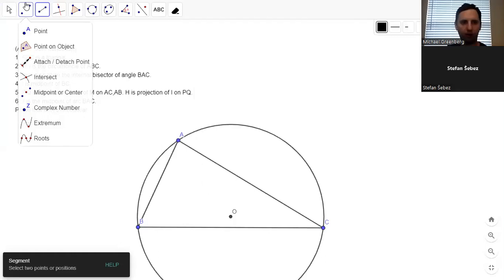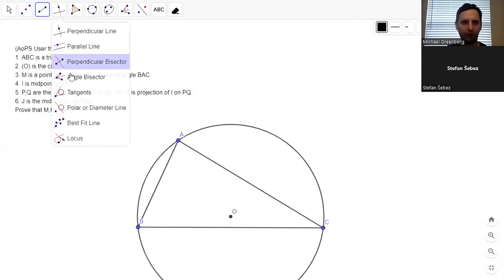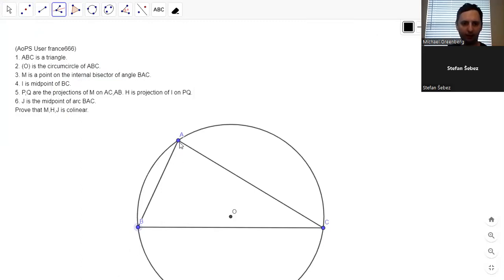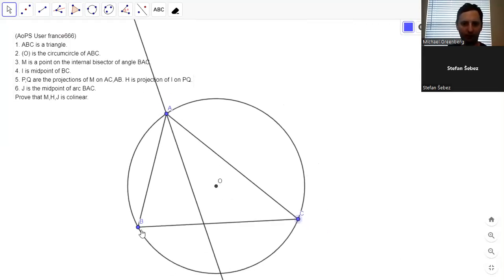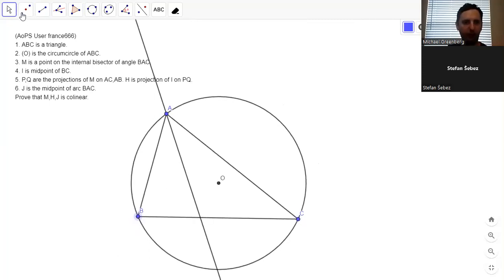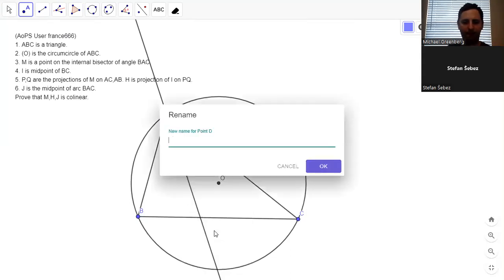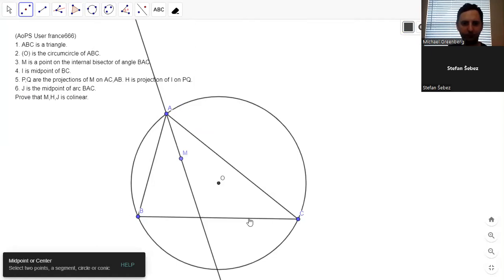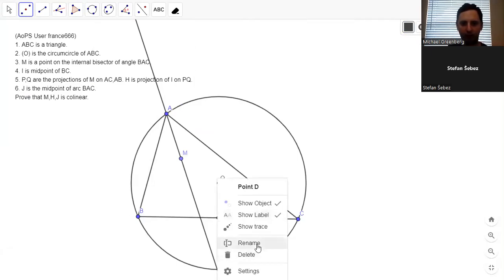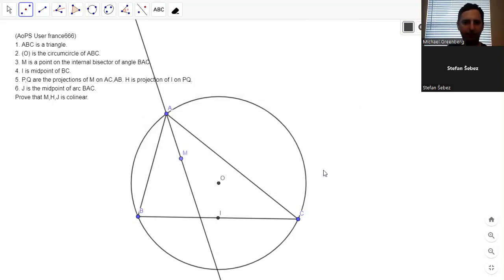So we draw the angle bisector of angle BAC, and M is any point on it. Let's shrink this just a little bit. So we draw point M on the angle bisector, and then we draw the feet of the perpendiculars from M to AB and AC. First I'm going to label the midpoint of BC, that's I.